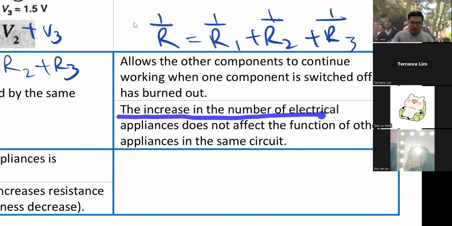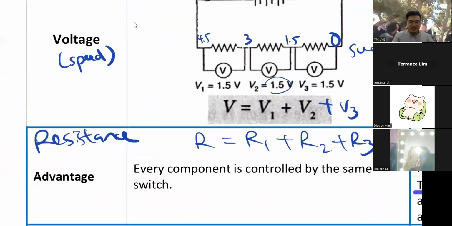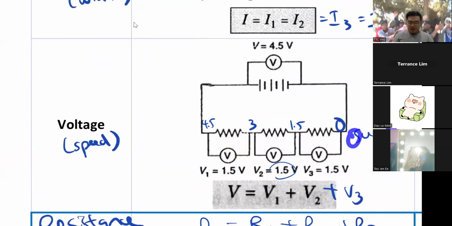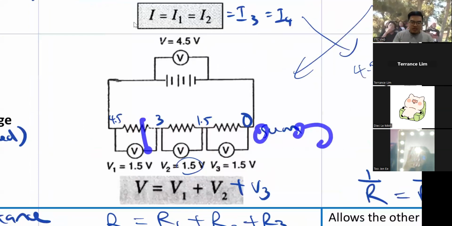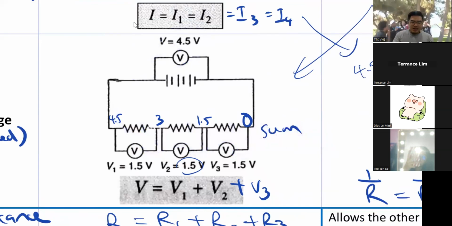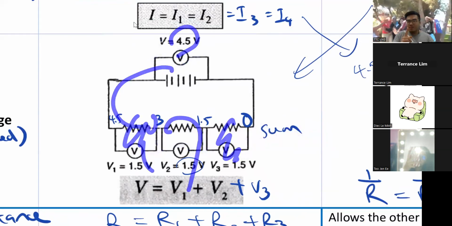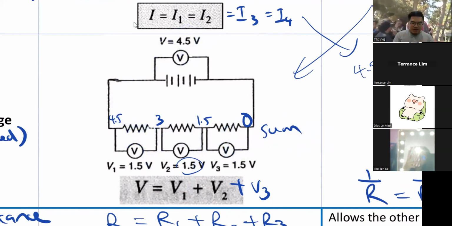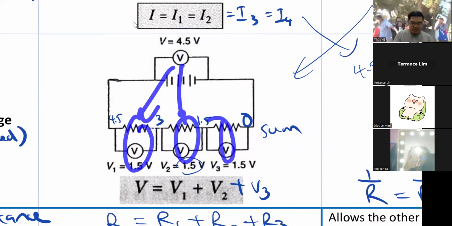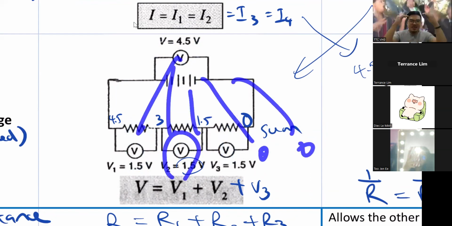The increase in the number of electrical appliances does not affect the function of other appliances in the same circuit. Guys, in series, if I add more light bulbs, the light bulbs are going to get dimmer and dimmer because I need to share the speed. If there is only one light bulb, I am giving all 4.5 to that one light bulb. It will be very bright. But now if I have 3, I need to split this to 3. Everyone gets an equal share. So the more I add, the more they share, the dimmer the light bulb becomes.